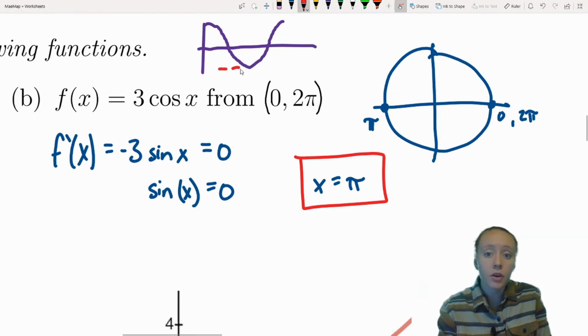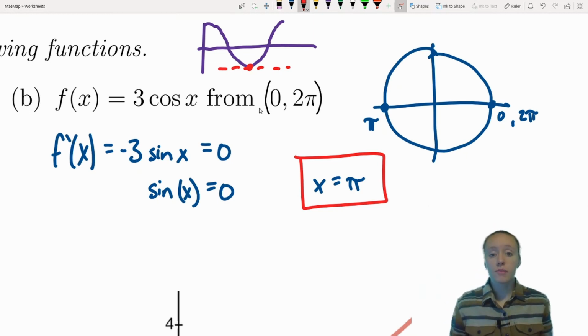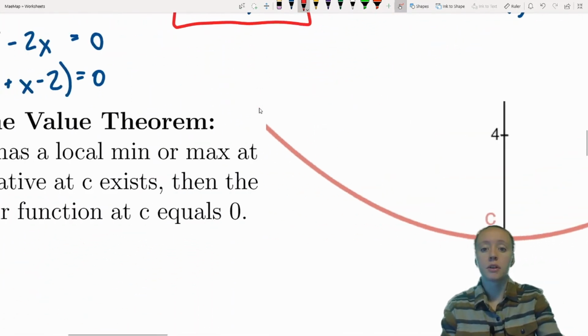At pi though, we have that horizontal tangent line. So the derivative is indeed equal to 0. Sometimes it's a good idea just to visualize and draw this out, so that you can tie all your different vocabulary words together to really understand what's happening. But for now, let's continue on.